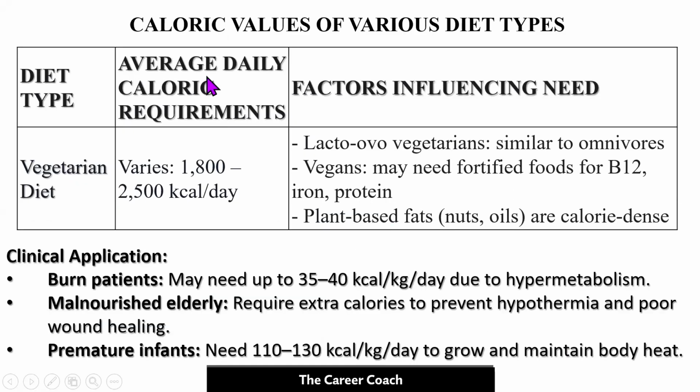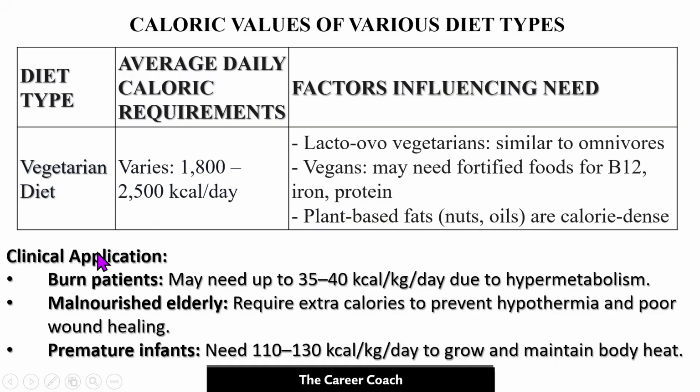Vegetarian diet: the average calorie requirement for vegetarians is 18 to 25 kilocalories per day. Factors influencing it: lacto-ovo vegetarians are similar to omnivores. Vegans may need fortified foods for vitamin B12, iron, and protein. Plant-based fats, not oil, are calorie dense.